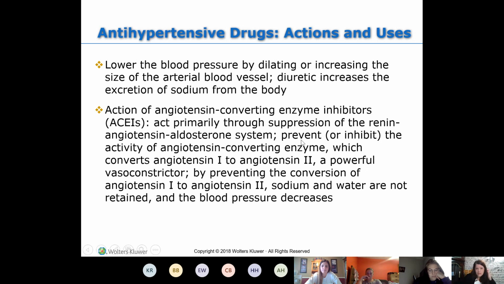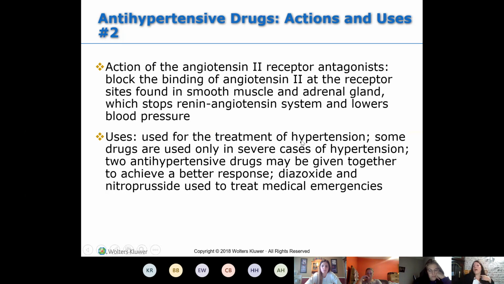And then here's some more. The action of angiotensin 2 receptor antagonists is to block the binding of angiotensin 2 at the receptor sites found in smooth muscle and adrenal glands, which stops the renin-angiotensin system and lowers blood pressure. And so these are going to be used for the treatment of hypertension.